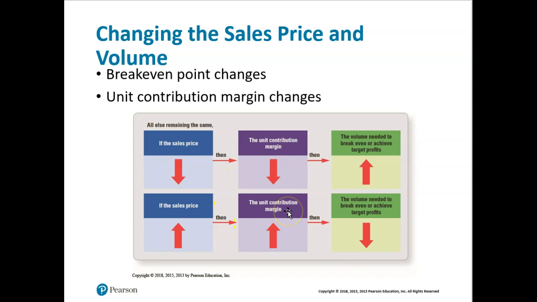This is out of your textbook also. This is, what if you're changing the sales price and volume? The break-even point will change and the unit contribution margin changes. So if the sales price goes down, then the unit contribution margin goes down, and then you need more volume to break even to achieve your target profit. If the sales price goes up, the unit contribution margin goes up, and the volume that you'd need to break even would decrease.